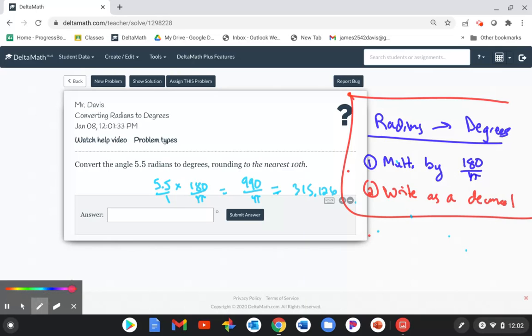If you've forgotten, the tenths place is this one right here next to the decimal. Since it's a 2 next door, we're not going to round up. We're just going to keep it as 1. So we'll just type this in as 315.1.